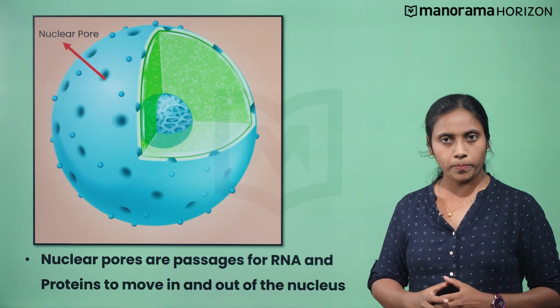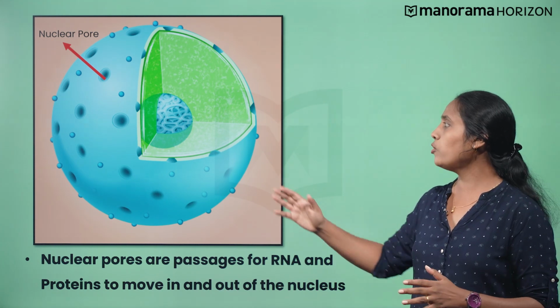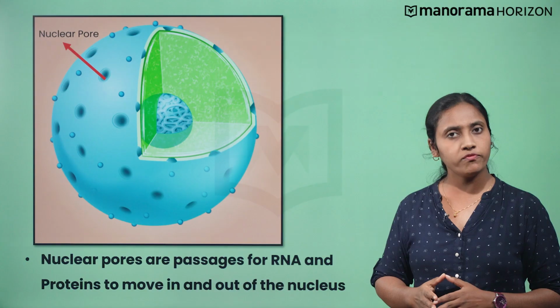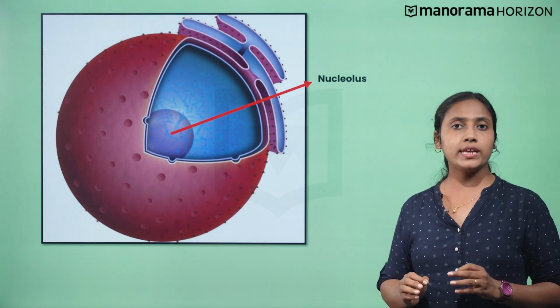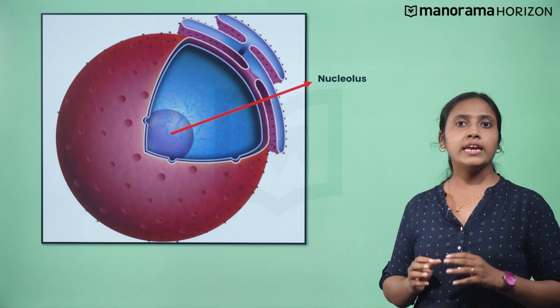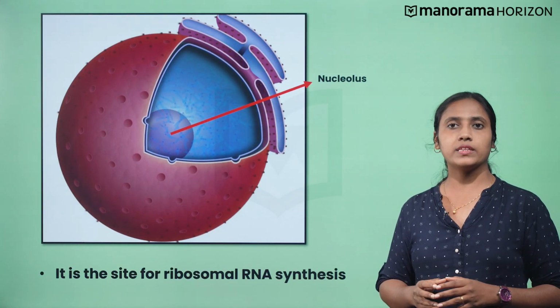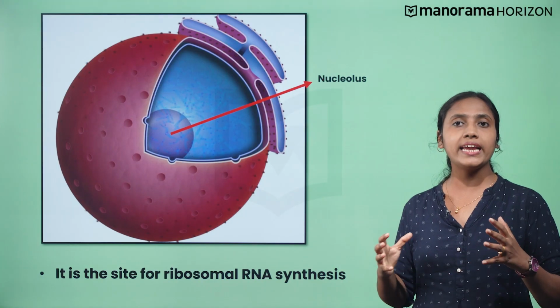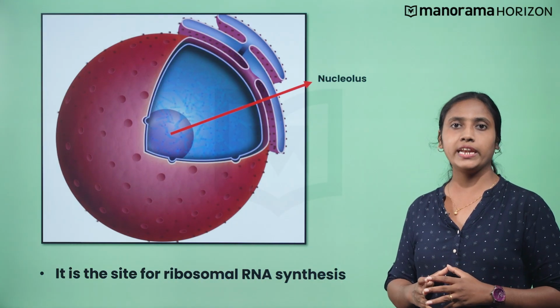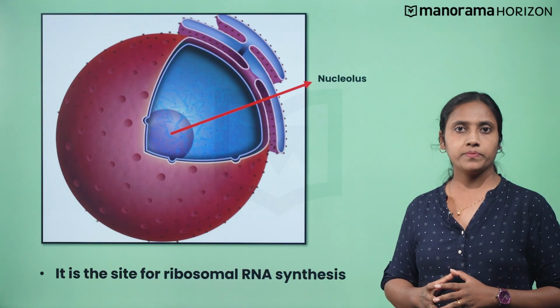In case of nucleoplasm, it is a fluid matrix containing nucleolus and chromatin fibers. Nucleolus is a non-membrane spherical shaped structure. It is the site for ribosomal RNA synthesis. Cells which are highly active in the synthesis of protein have larger and more nucleoli.